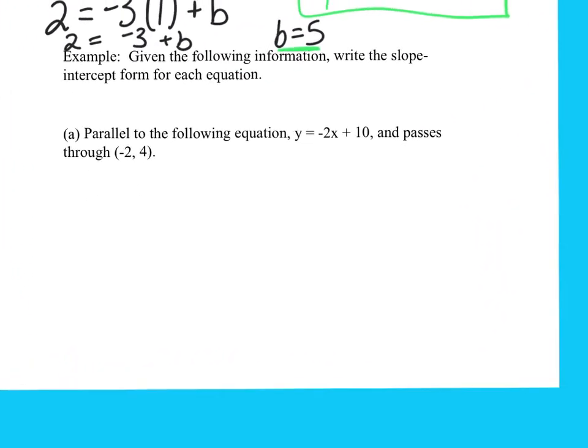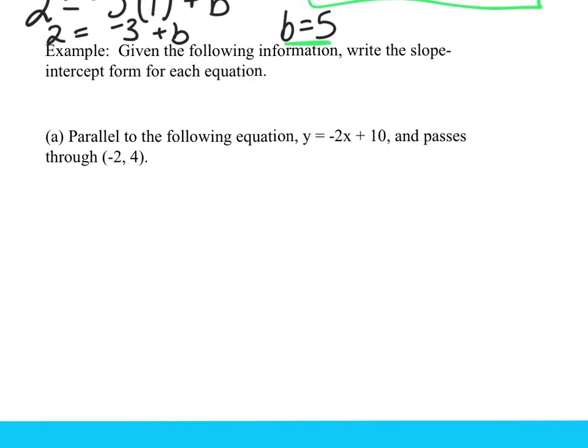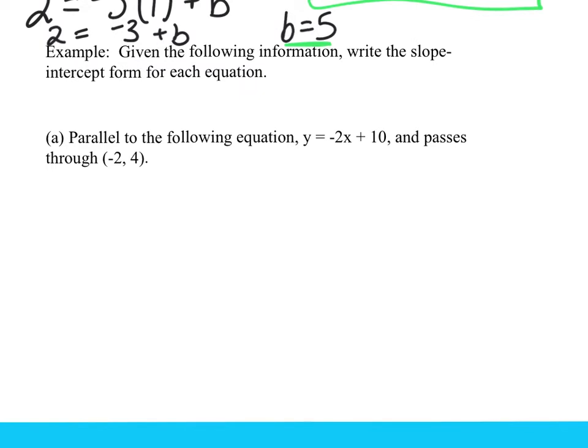Same thing here. So parallel to this equation passes through that point. I want you to go ahead and try this. Okay. So my current equation is y equals negative 2x plus 10. If I'm finding a parallel line, what's my new slope going to be? It's going to be the same slope. So it's still going to be negative 2x.